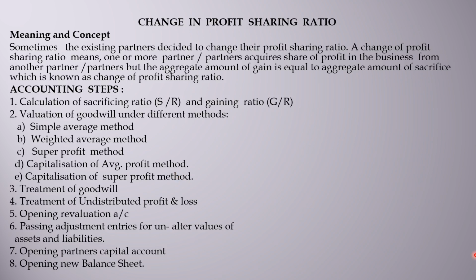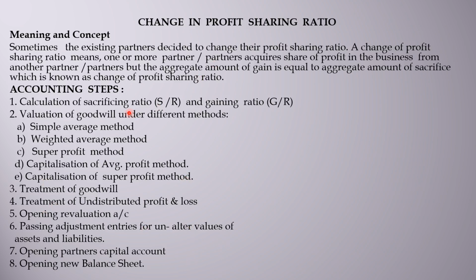Today we are mainly going to consider calculation of sacrificing ratio and gaining ratio, as well as valuation of goodwill under different methods, and treatment of undistributed profit and revaluation account. The first time you already explained, so directly we can consider full sums, and once more we can explain.